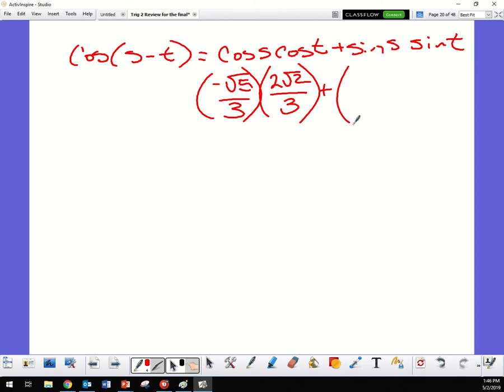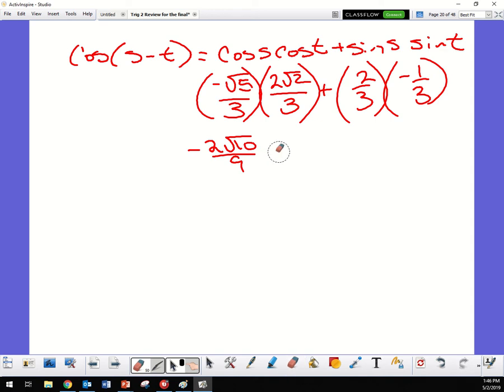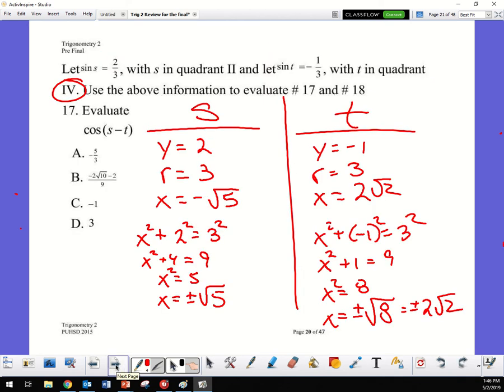What was sine of s? 2 over 3. And sine of t? Negative 1 over 3. All right, multiply this, and I'm going to get negative 2 rad 10 over 9 plus, no, that's minus, right? It's going to give me a minus 2 over 9. So my answer has to be B.